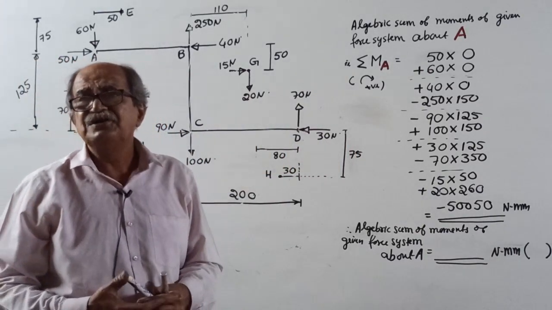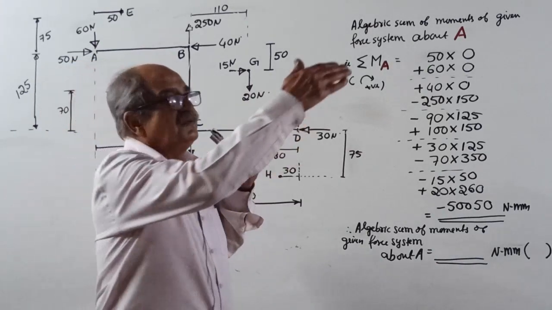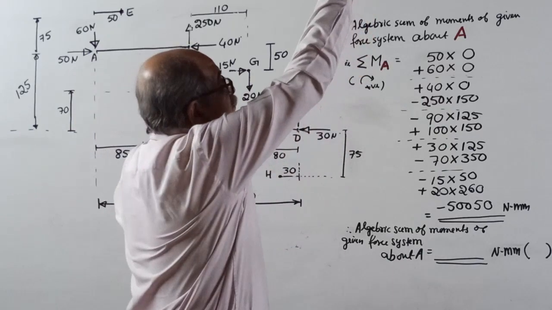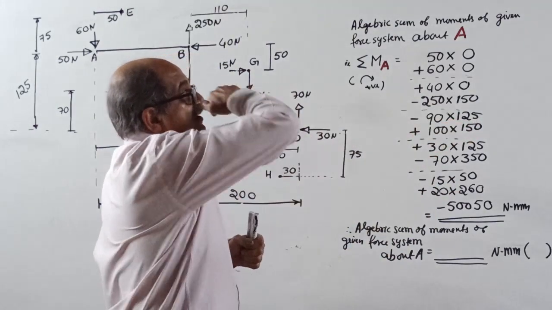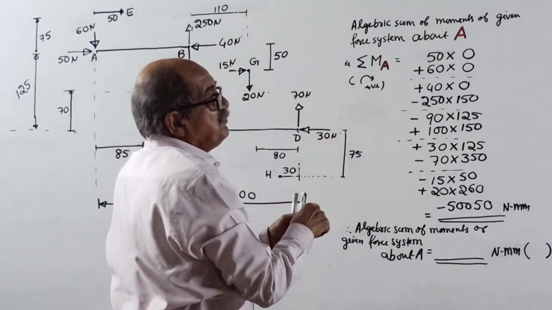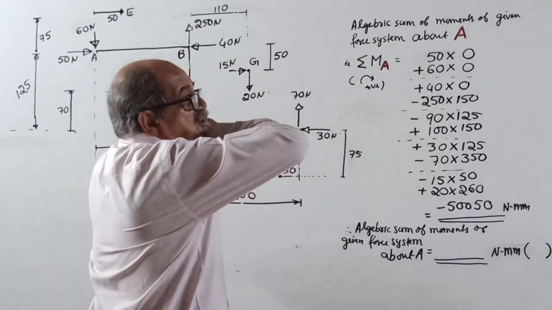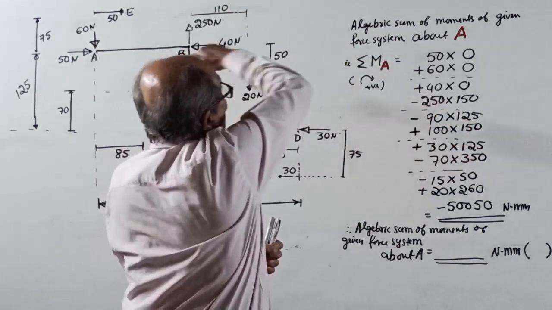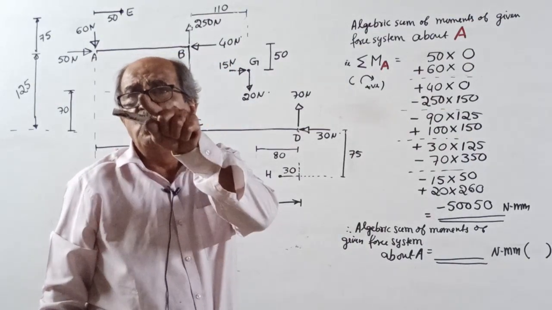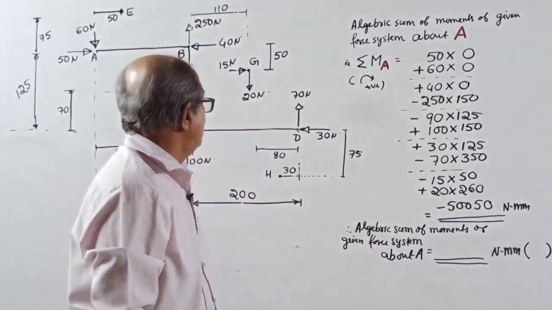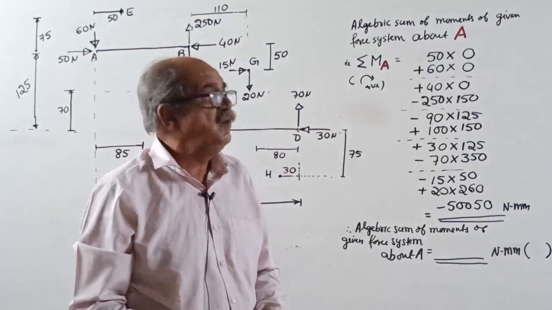Now, last part. This I will not tell again and again. If the force is vertical, the multiplying distance is horizontal. If the force is horizontal, the multiplying distance is vertical. That is, vertical force, perpendicular horizontal distance; horizontal force, vertical distance. To decide clockwise or anti-clockwise, hold at the point where you want moment. Write all these notes first. Study thoroughly. Okay, now start.